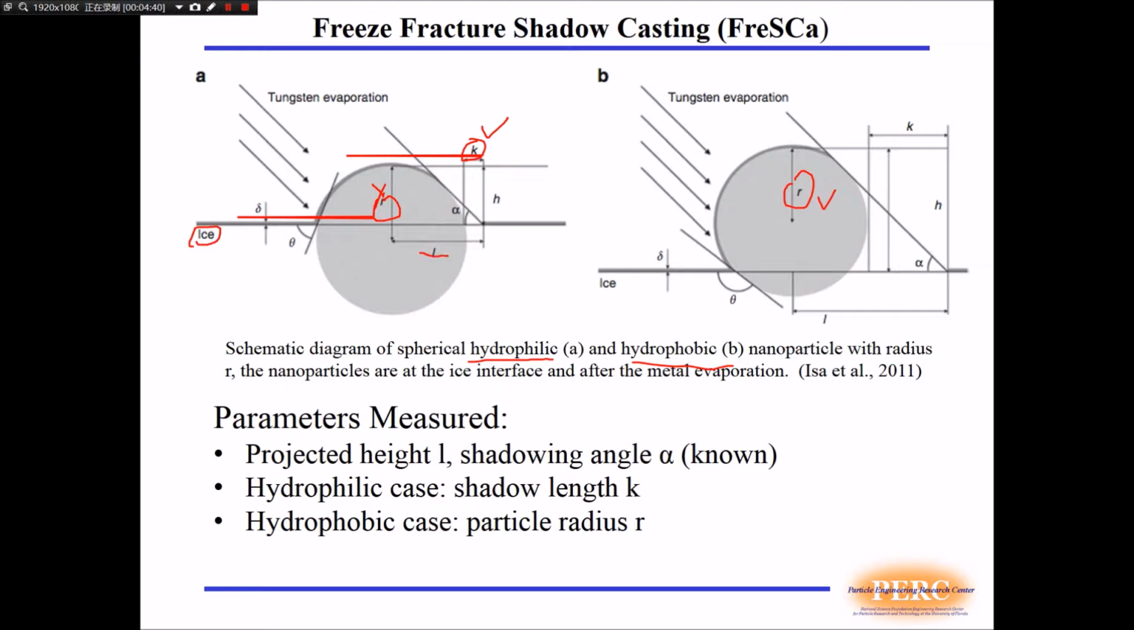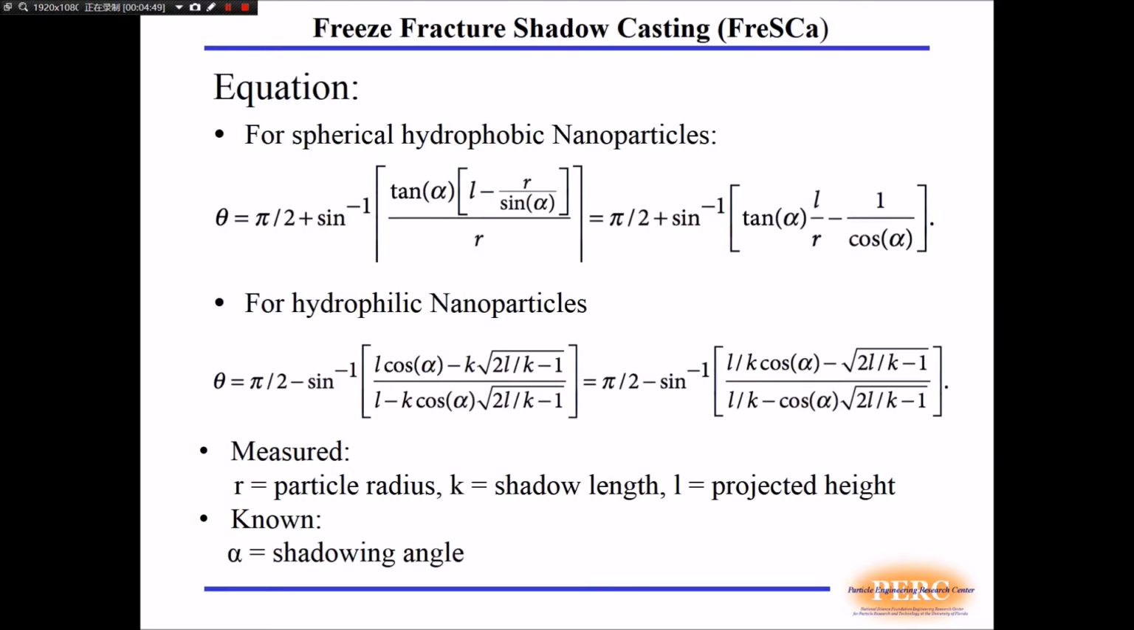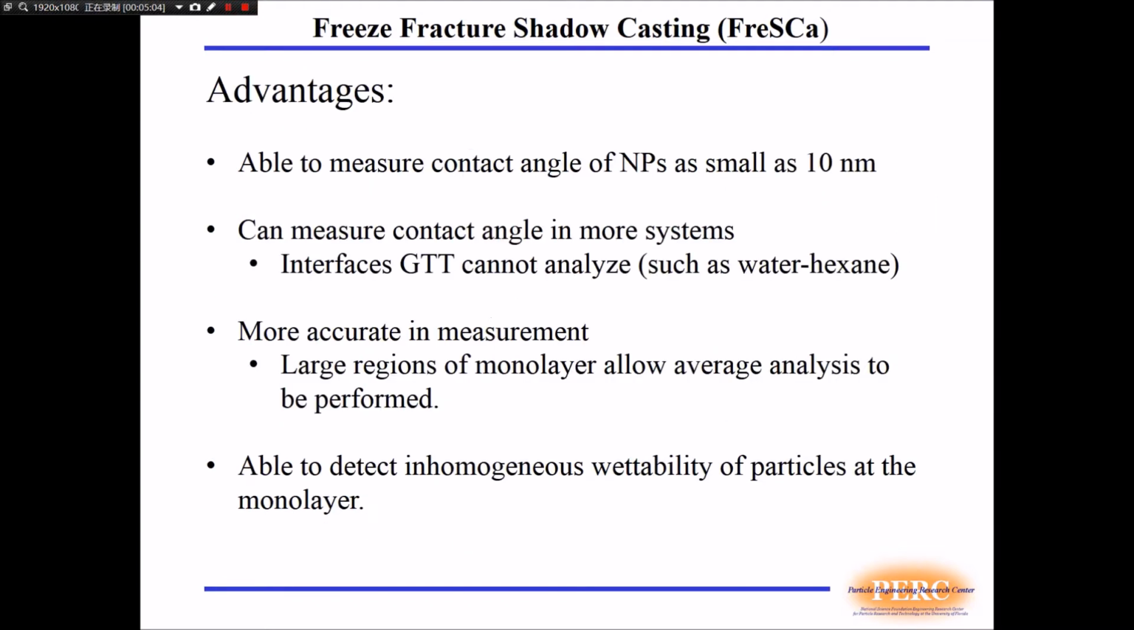Projected height L should be measured for both cases, and the shadowing angle alpha is already known. The equations for calculating contact angle of hydrophobic and hydrophilic nanoparticles are shown. Plug in the measured parameters R, K, L, and the known shadowing angle alpha. You will get the contact angle. The advantages of Fresca are summarized below.